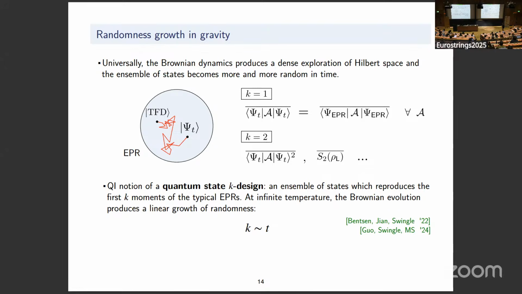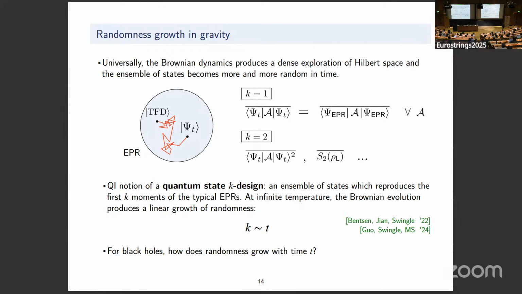Okay. So at infinite temperature for this Brownian time evolution, one can show, very generally, very universally, that this K grows linearly in time. Okay, so the ensemble of states that one creates using this Brownian motion becomes more and more random in a very quantitative way. So the amount of randomness grows linearly in time for that case. So the question is what happens in gravity.